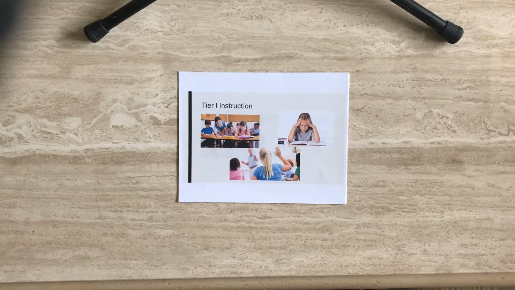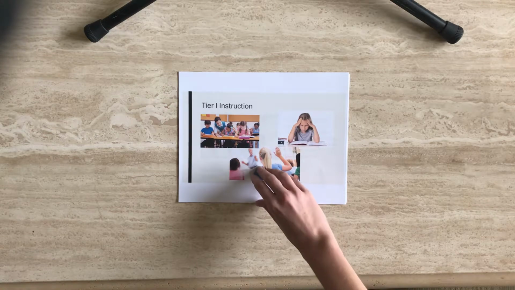Tier 1 instruction is for all students. This focuses on high-quality curriculum differentiated to meet the needs of diverse learners. Stephanie has not been showing progress in reading with Tier 1 instruction.